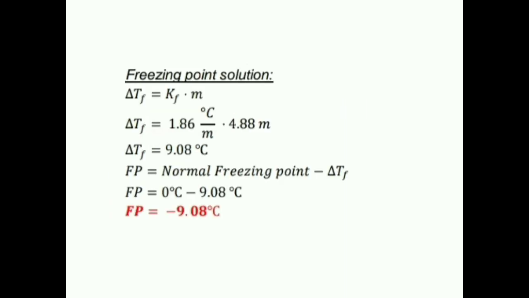So next, to find the freezing point of the solution, we need to use the equation delta Tf is equal to Kf times m. Direct substitution from the values, 1.86 degrees Celsius over m times 4.88 m, is equal to 9.08 degrees Celsius. To find the freezing point, we need to subtract the change in the freezing temperature from the normal freezing point. So that is 0 degrees Celsius minus 9.08 degrees Celsius, and that is equal to negative 9.08 degrees Celsius.